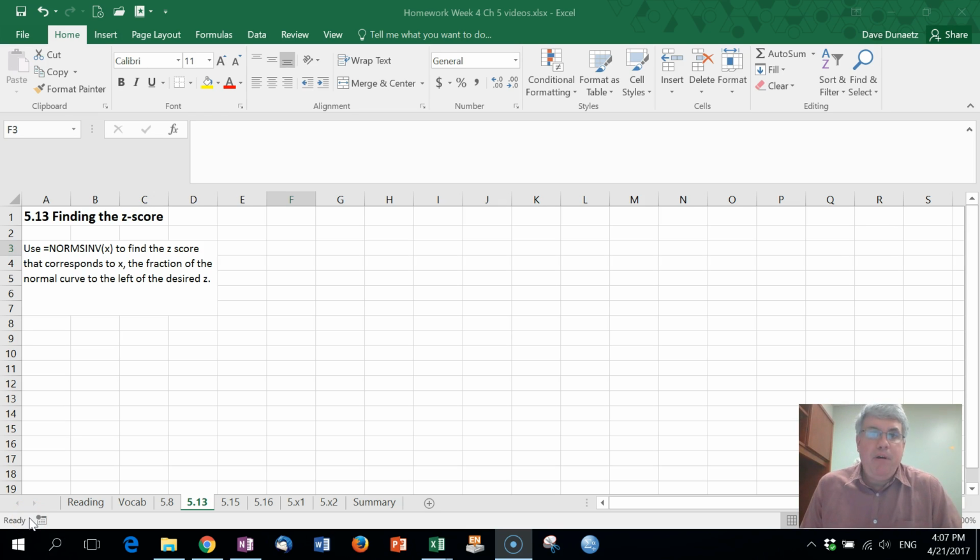In this problem, we're going to try to find the z-scores given some information about the raw score. So the problem says, Chapter 5, Problem 13, for each of the following, determine the z-score that divides the distribution such that the given percentage of scores lies above the z-score. So the number that we're given is a percentage that's above the z-score. So this is the opposite of percentiles.